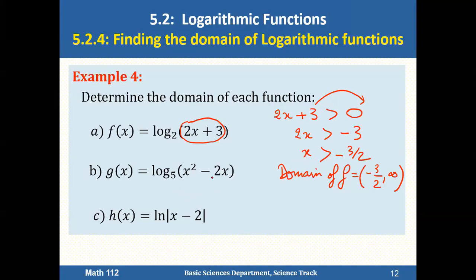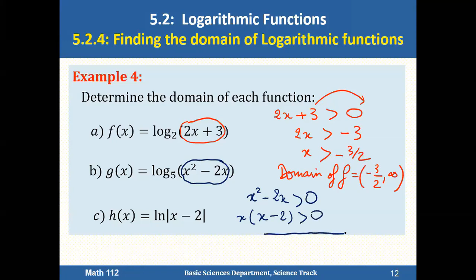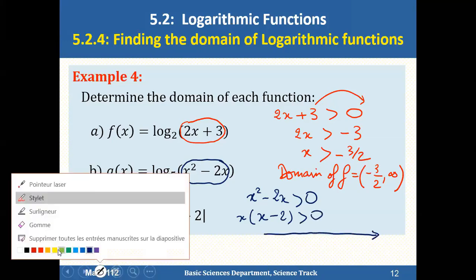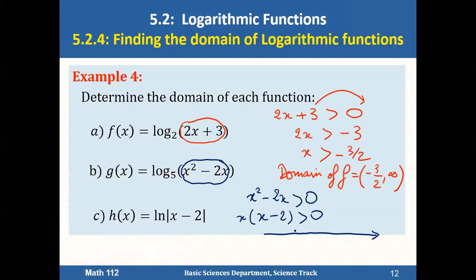The second is x square minus 2x. Same condition: log is defined on 0 to infinity, so x square minus 2x must be positive. This is a quadratic inequality. How to solve it? For example, common factor. To solve it we have to find the zeros. So we draw the real line. What are the zeros here? We have 0 and 2.